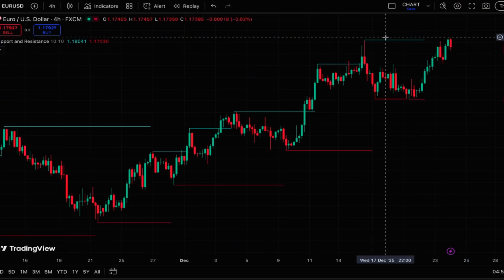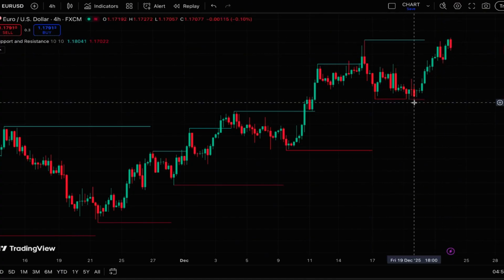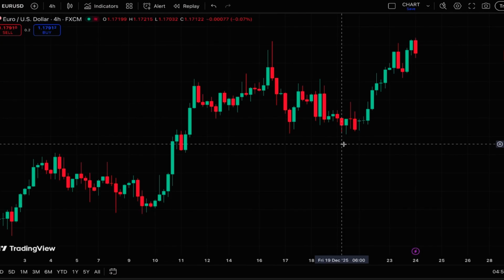For example, this is a potential resistance level and this is a support level. So if you're looking for a simple indicator that shows potential support and resistance levels on the chart, this indicator is a perfect choice for you. Alright, now let's add the second support and resistance indicator.